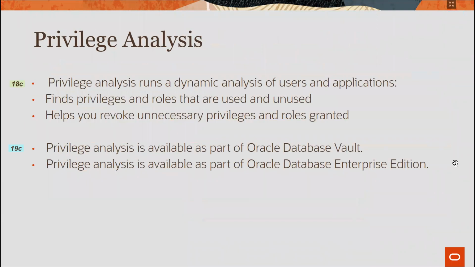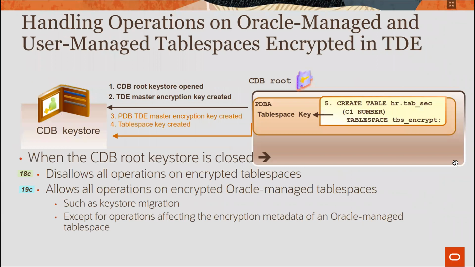One of the things we had in 18C as well as 12C is the ability to capture privilege analysis, meaning I want to see what privileges users have and which privileges they don't have, and that they're not using. We want to have that available now as part of Oracle Database Vault, and it's also available within Database Enterprise Edition, something that is really helpful now instead of having to do it in a different way.